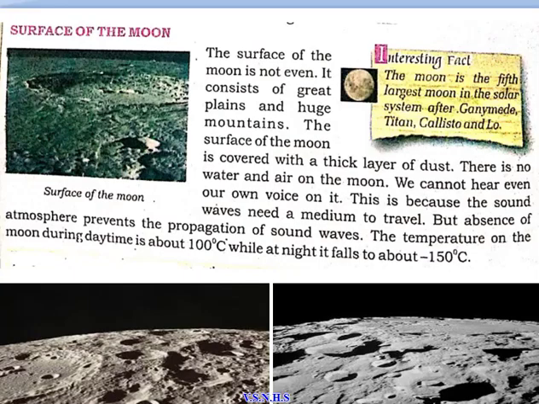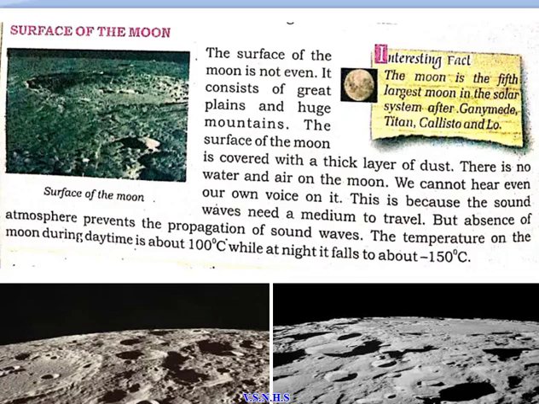Next, surface of the moon. In this picture you can see the surface of the moon is not so smooth. In some places you can find big rocks, that is big mountains. Also in some places you can find great plains. It varies from place to place on the moon. So the surface of the moon is not even, that is, it is not as good as Earth. It consists of great plains and huge mountains.